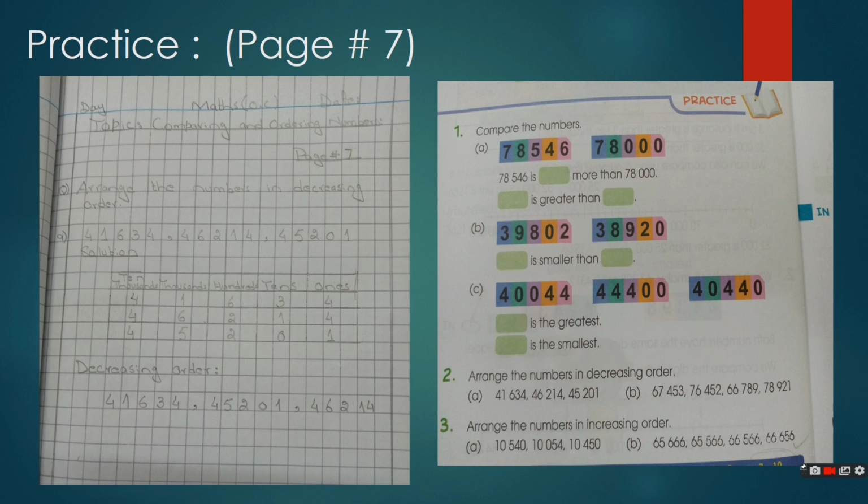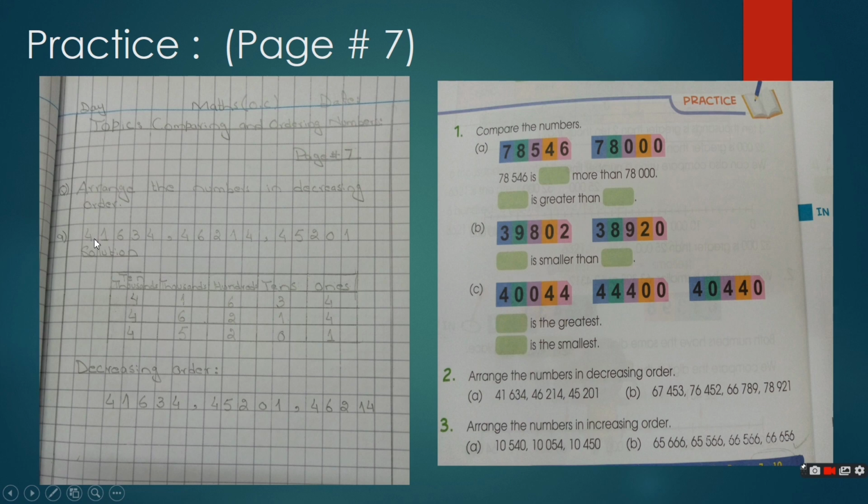Now question number 2 is arrange the numbers in decreasing order. So before starting this question, first you have to prepare page for yourself. Kindly write day, then maths online class and date, then topic, underline the topic and also mention the page number over here. Okay, question is arrange the numbers in decreasing order.